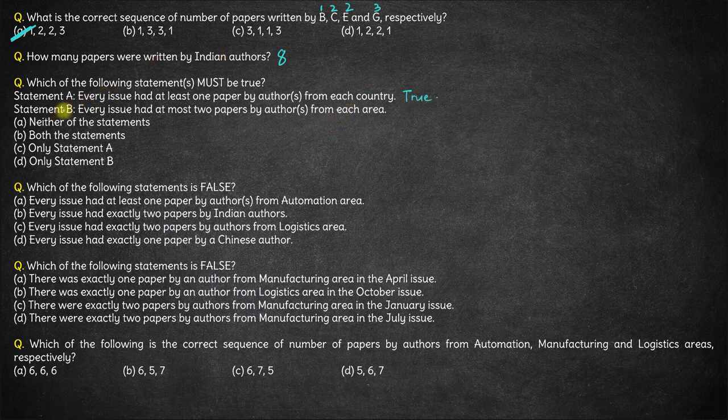Definitely. Next, look at statement B. Every issue had at most 2 papers by authors from each area. So this means there should be no issue which has more than 2 papers from a particular area. So each issue had at most 2 papers by authors from each area. So this will be true if each issue has at max 2 papers from a particular area. If an issue has more than 2 papers from an area, this statement will be false.